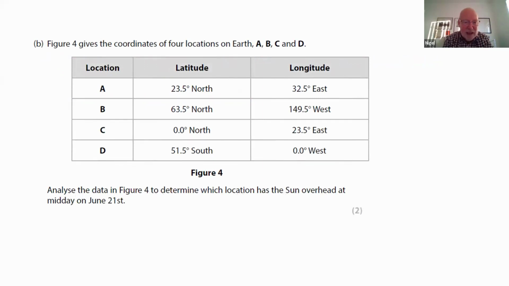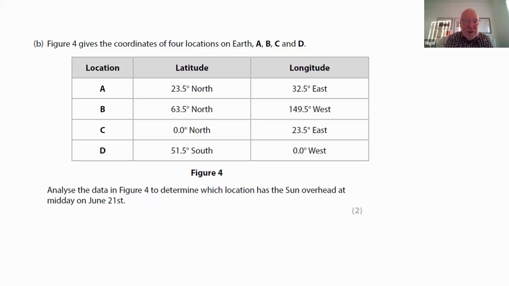Please, Alastair, thank you. Right, this is a little table and a little bit of analysis to do. This is quite common in the exam. I know we're only in week 1, but we're already looking at exam technique for 6 months or 18 months plus in the future. We've got 4 locations, A, B, C, and D, and some latitudes and longitudes, and the whole word has been written out this time. Analyze the data, so study it, have a rummage through to determine which location has the sun overhead at midday on June the 21st. Midday on June the 21st.